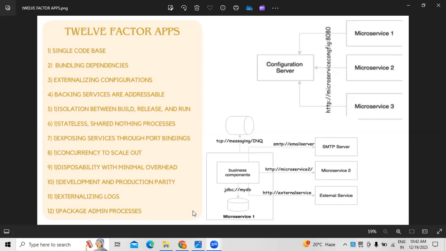Yes. The last one is about the package admin process, because managing the administrative process of the activities is involved in microservices. So this is also one of the key elements. These are the factors which we normally use whenever we are working on microservices. Is it clear to you? Understood? Yes. Right. So these are the points.